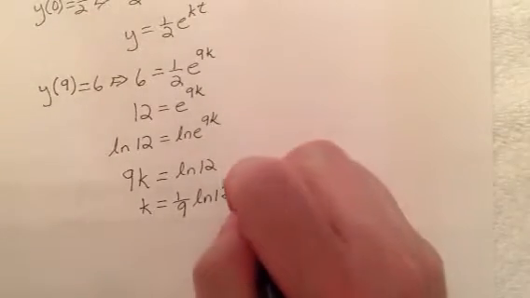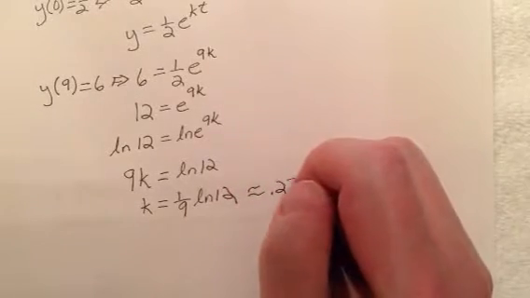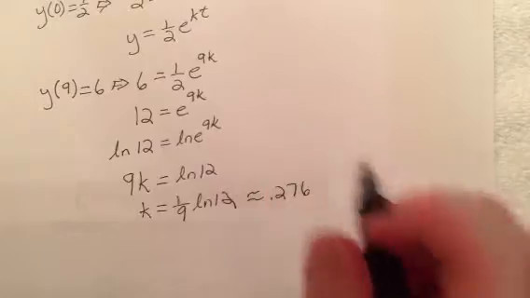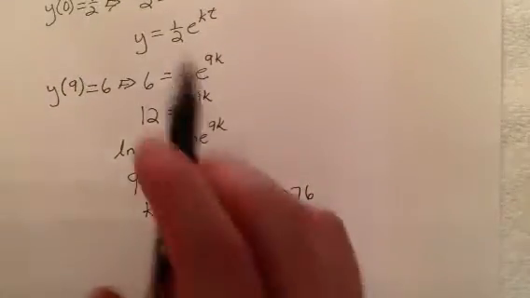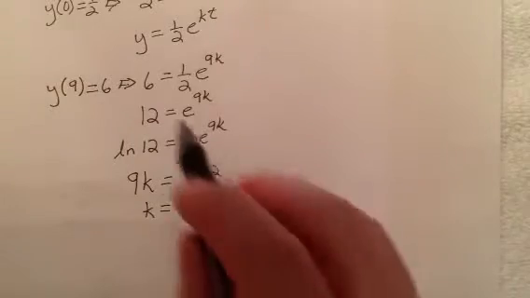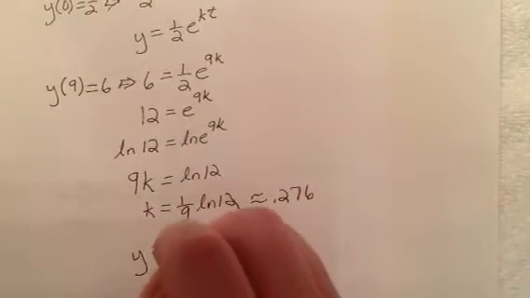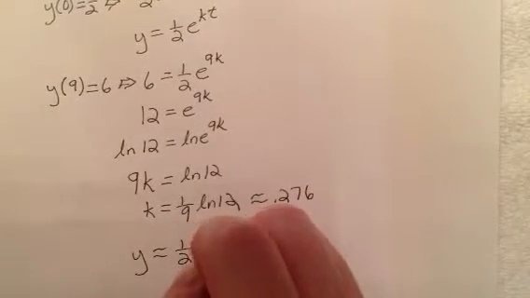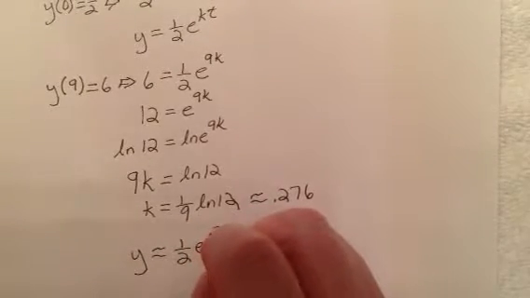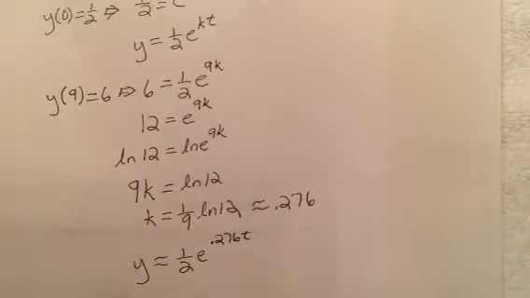You can approximate this to about 0.276. So for our general expression, y equals 1/2 times e to the kt, and now that we have the approximate value for k, we can say that y is approximately 1/2 times e to the 0.276t.